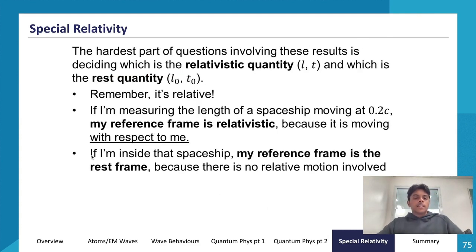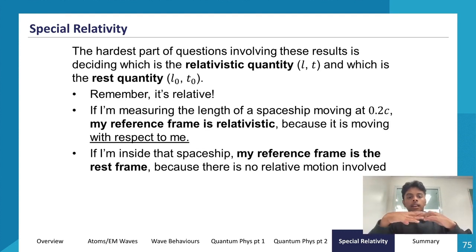The hardest part of these types of questions is deciding which is the relativistic quantity. So it's basically deciding which one is the correct frame of reference. It's defining which one is L and which one is L naught, T and T naught, because it's all relative, right? What's important to know here is there's no absolute frame of reference. There's no frame of reference where everyone can look at everything and see no time dilation. Every frame of reference is relative to another frame of reference.